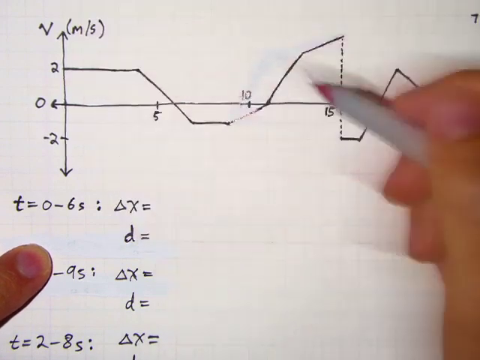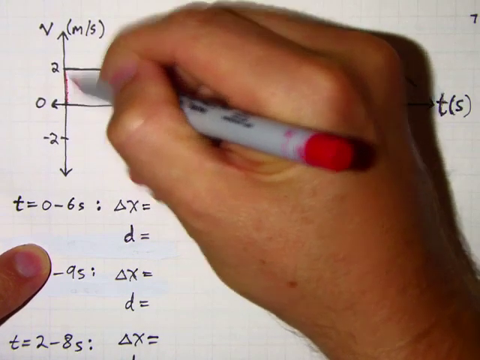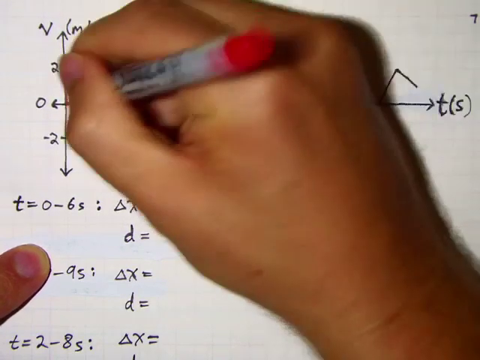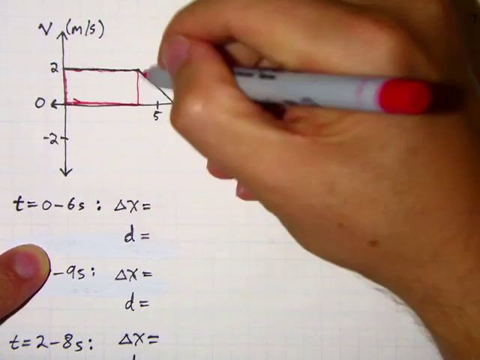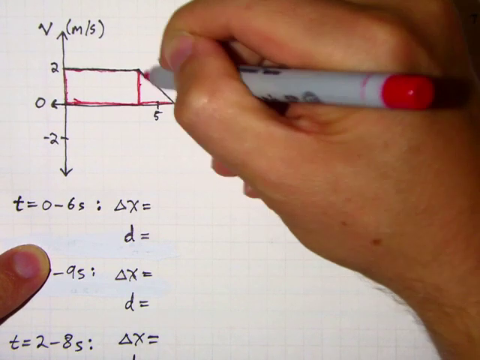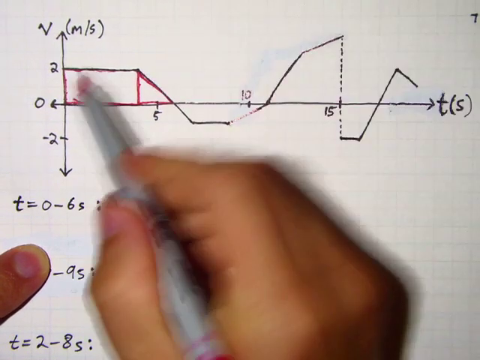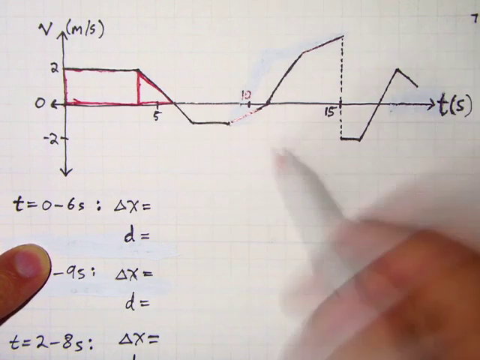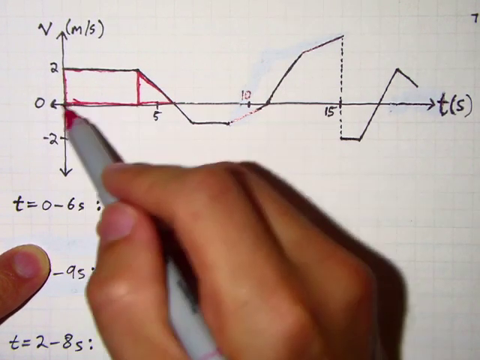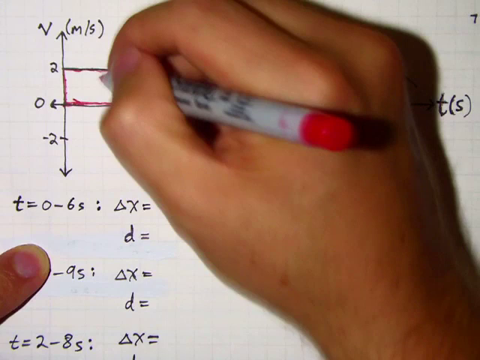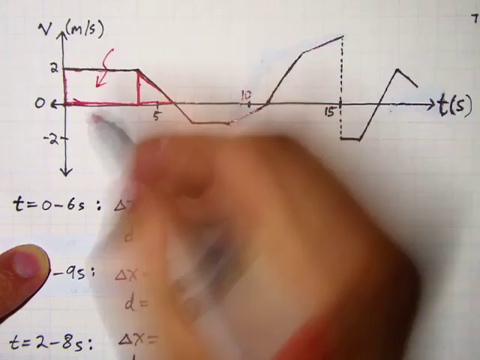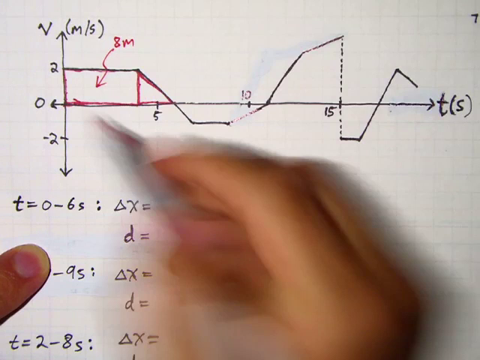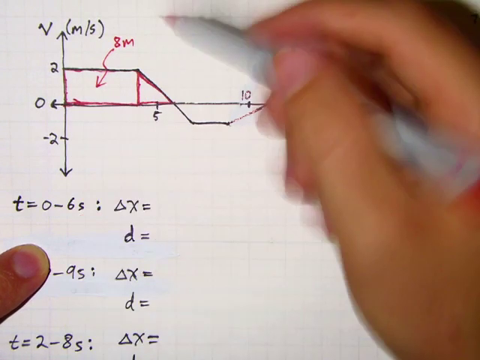So let's figure out the area. Let's break this up into some sections. There's this rectangle here, and it's easy to find the area of a rectangle. And then there's this triangle right here. We can get the area of that triangle, and that'll be the whole area under the curve from 0 to 6 seconds. This is 4 seconds times 2 meters per second, which tells us that this has an area of 4 times 2, 8 meters. So the object goes 8 meters from here to here.